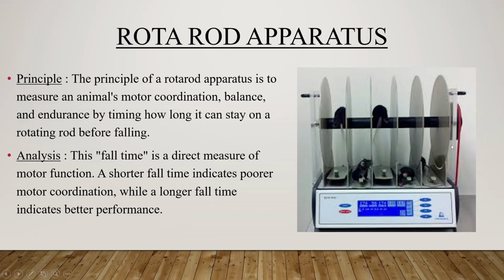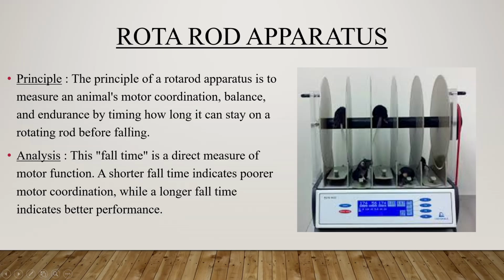And then when the rotation starts, as we can see, this is the conveyor belt which is used for the movement of this rod. It circulates and moves, and due to its circular movement, the rats try to stay on the rod, and that's how we learn about the grip strength of the rat. The principle of the Rota-Rod apparatus is to measure an animal's motor coordination, balance, and endurance by timing how long it can stay on the rotating rod before falling.